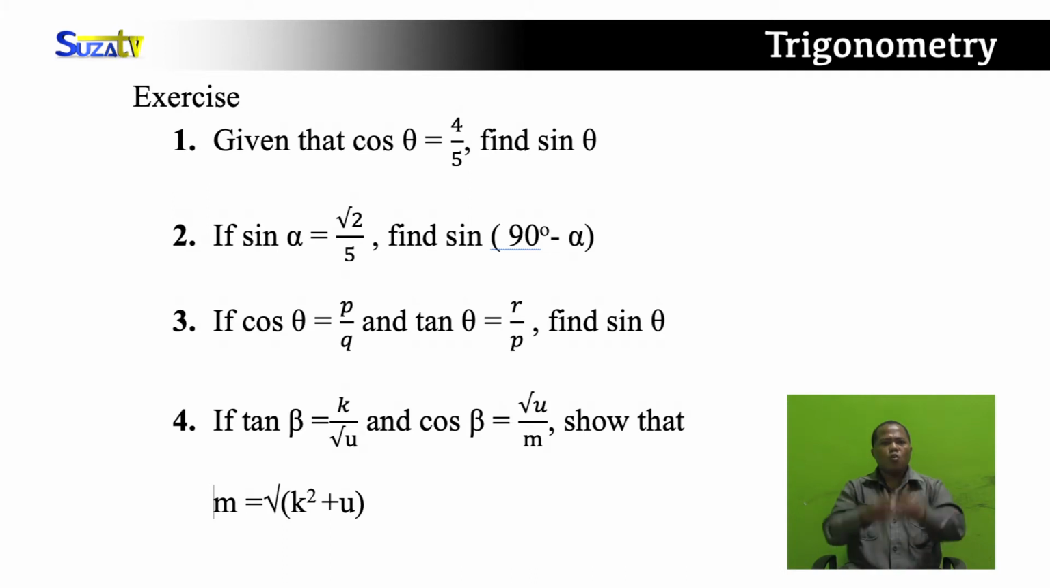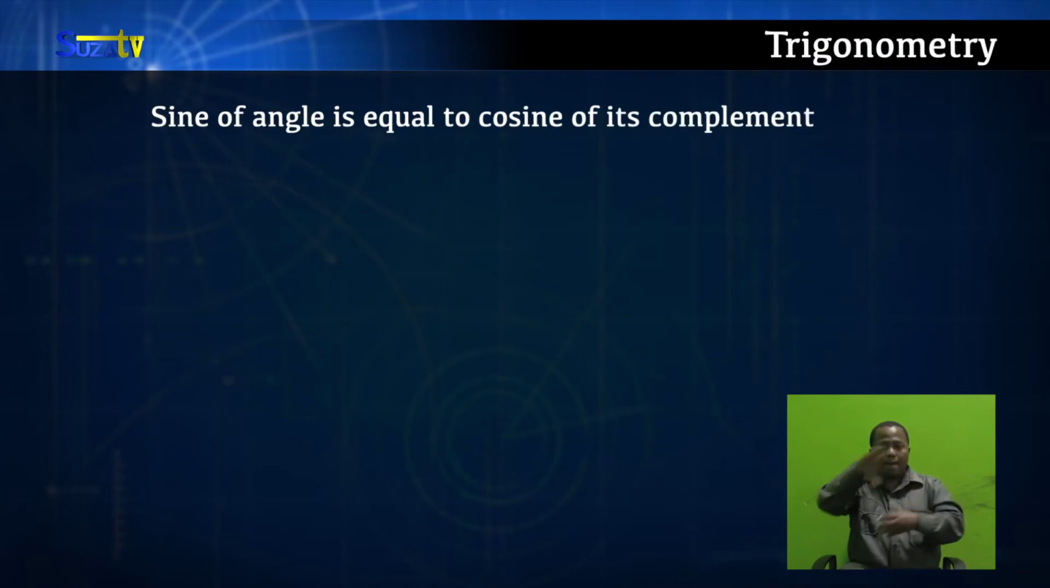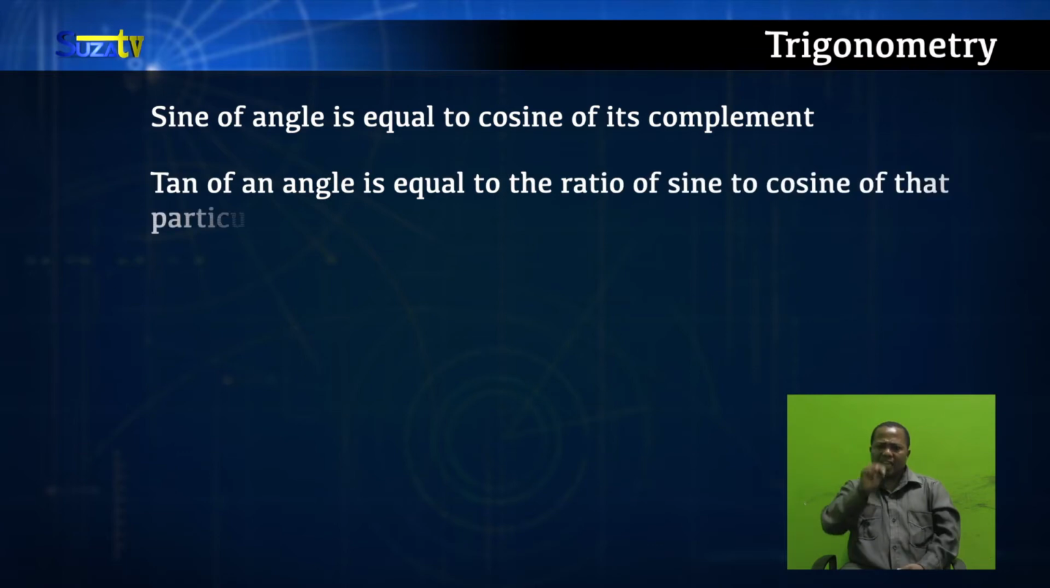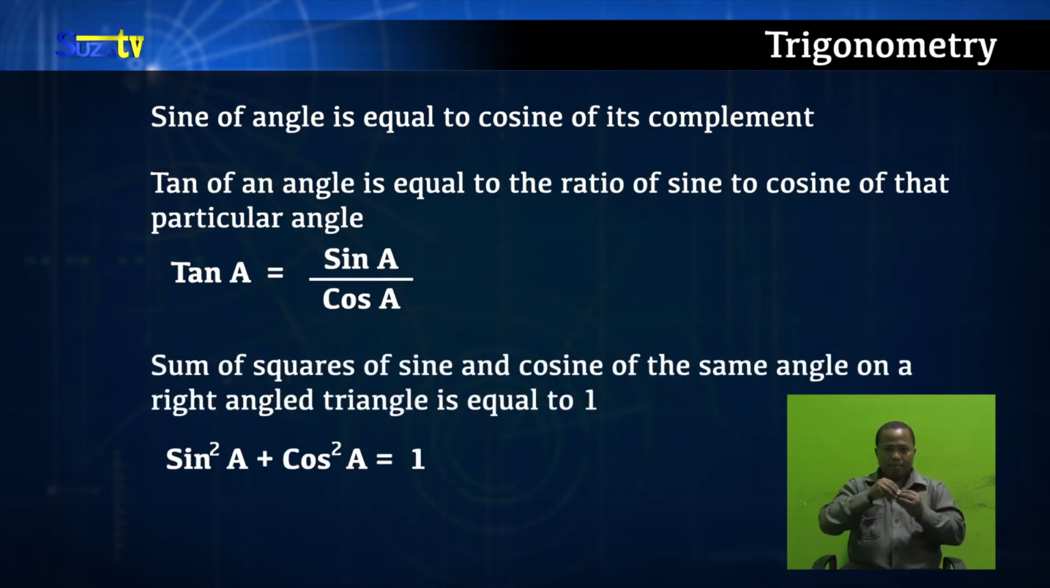What have we learned today? We have learned today that sine of an angle is equal to cosine of its complement. And the tan of an angle is equal to the ratio of sine to cosine of that particular angle. And the last one is sine squared of an angle plus cos squared of that angle is always equal to 1.